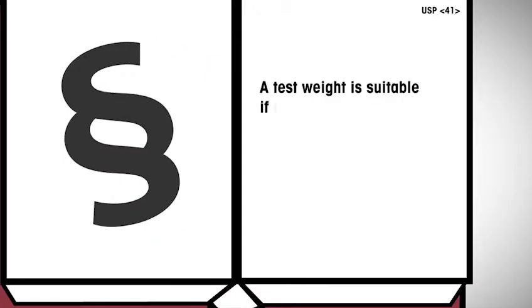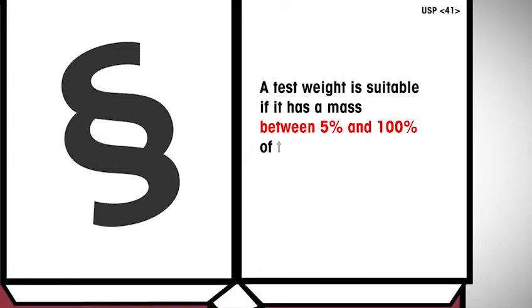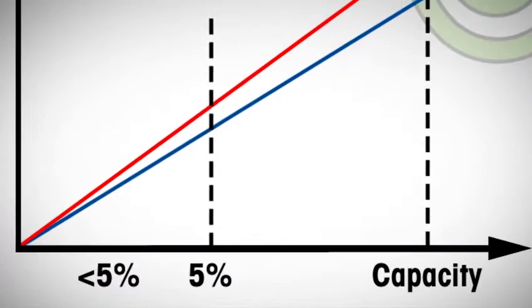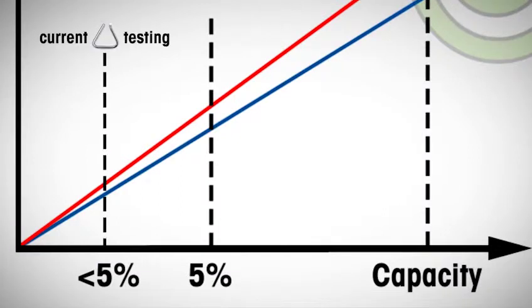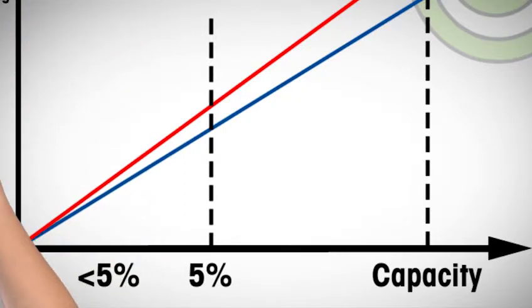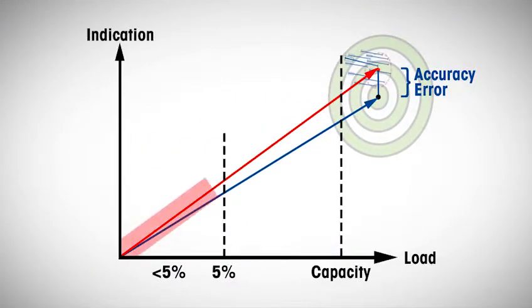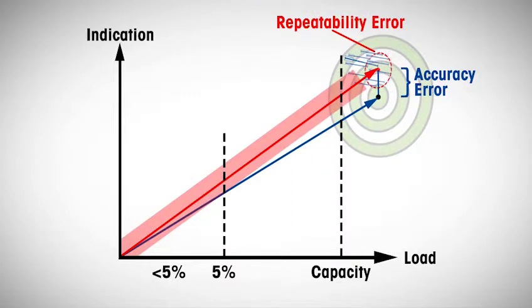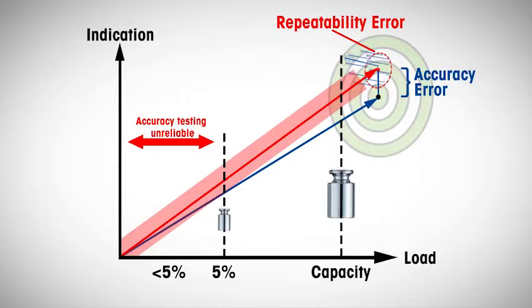So what test weight should be used for accuracy testing? A test weight is suitable if it has a mass between 5% and 100% of the balance's capacity. Note that the current widespread practice of accuracy testing with small weights at the working point is not allowed anymore. At this lower end of the measurement range, repeatability is the dominant error and dwarfs the corresponding accuracy error. Hence, for reliable testing of accuracy, a weight between 5 and 100% of the capacity must be used.